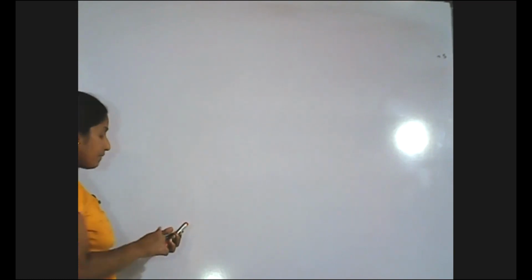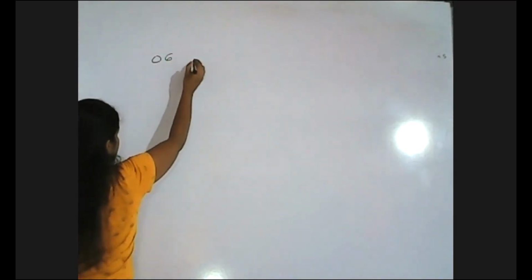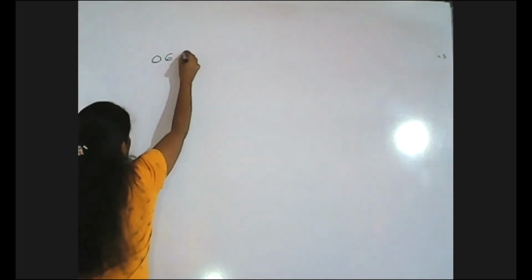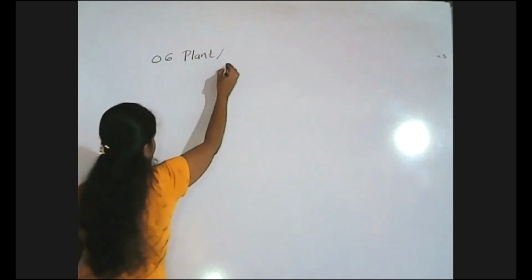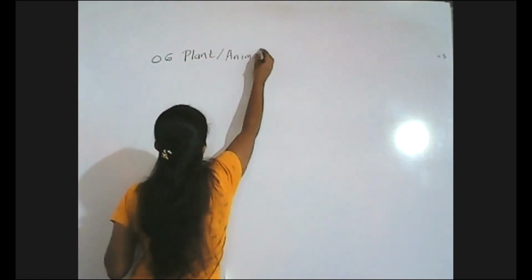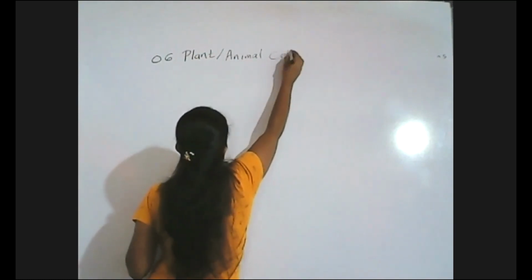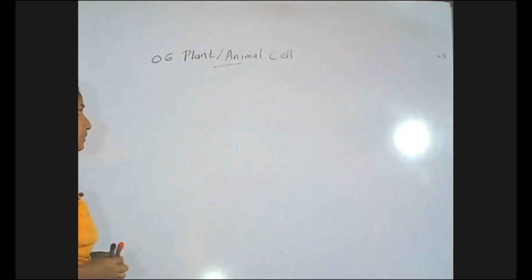So our next biology lesson is the sixth lesson, Pute. The sixth lesson is about plant cell and animal cell: the functions and the structure of the plant cell and the animal cell.